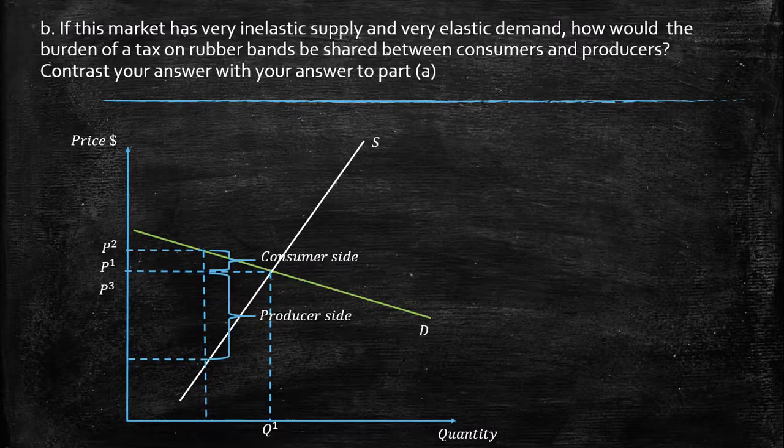So what is the contrast? Here we conclude that the curve which is more elastic is going to suffer less than the curve which is more inelastic. As we saw in this case, the burden of the tax is charged more to the inelastic curve.